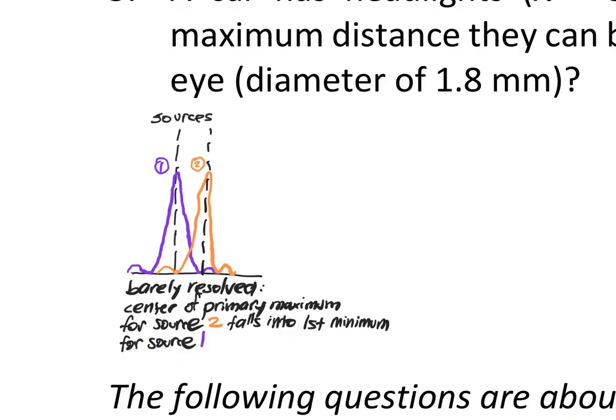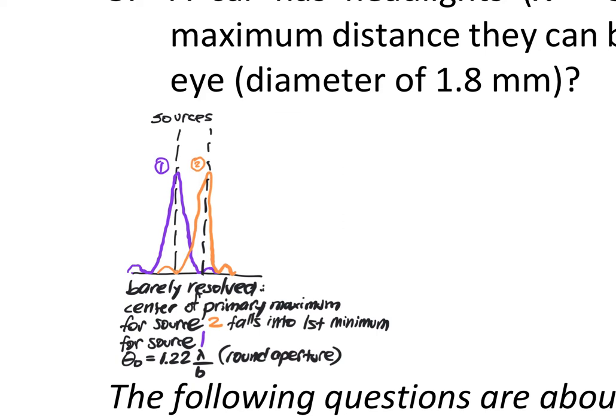when something's barely resolved, you have the two different sources or slits, whatever you want to call them, and each one will have its own diffraction envelope caused by single slit diffraction. And you barely resolve the two different sources when the center of the primary maximum for the second source falls right into the first minimum for the first source. In that condition, the diffraction angle is 1.22 times the wavelength over b. And b is actually the size of the opening where the light is passing through.